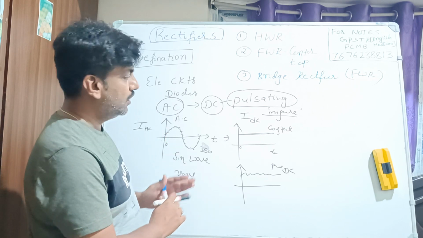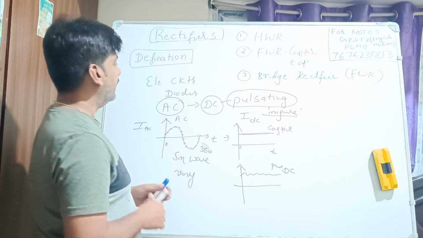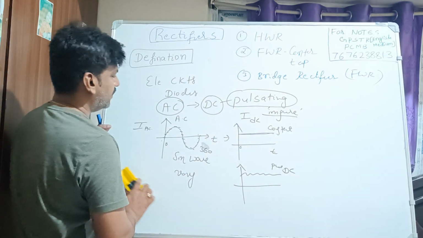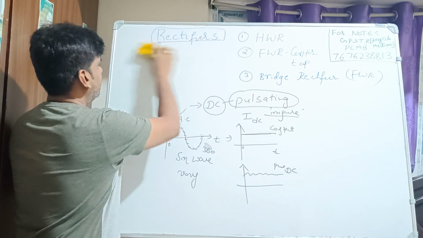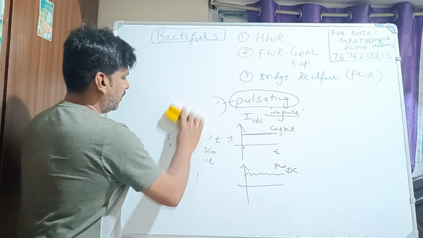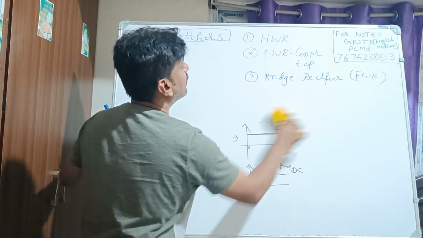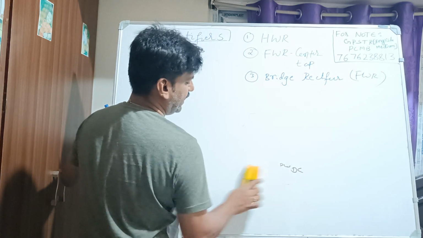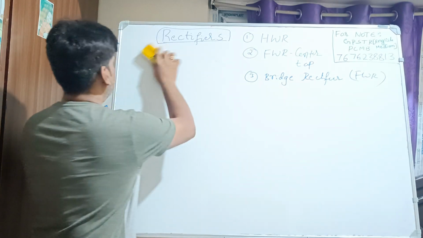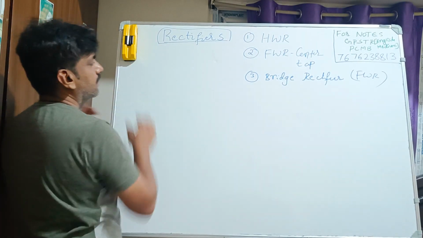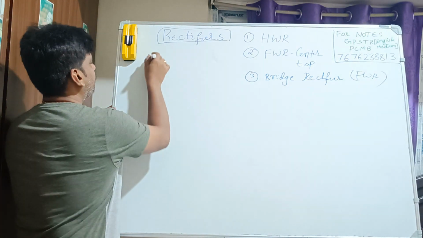So this is the first concept. I want to convert this to this. What type of rectifiers will we use? That concept we will take under the heading of types of rectifiers. In the types of rectifiers, the first one is the half wave rectifier that I have written there, right? Then the second one is the full wave rectifier, in which the case is center tap, and the third one is the bridge rectifier.